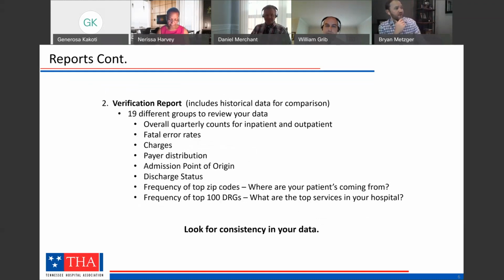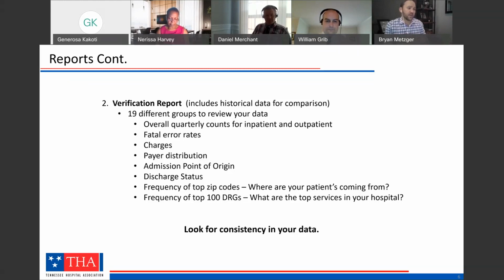The next report is what we call a verification report. This report is really useful for understanding the context around the data. So it includes a lot of historical data for that same facility. So basically what this report does is it looks across 19 different metrics or aggregations of data. These are things like charges, payer distribution, the point of origin code, discharge status, patient zip code. And it'll be a relatively simple breakdown of that hospital's data by those various metrics, and then it provides historical context. So this is really important that you analyze these reports, because it can give you a sense of whether what has been submitted in this most recent submission is in line with the historical perspective for this hospital.